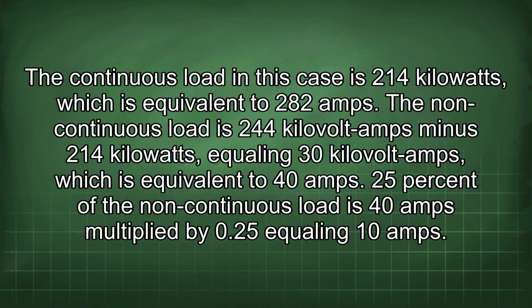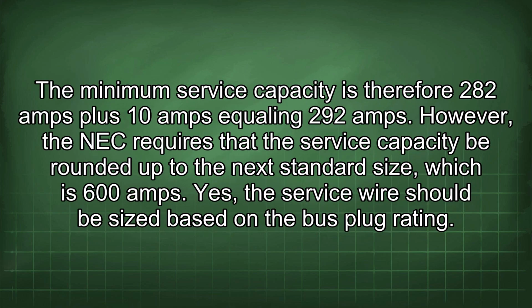The non-continuous load is 244 kilovolt amps minus 214 kilowatts, equaling 30 kilovolt amps, which is equivalent to 40 amps. 25% of the non-continuous load is 40 amps multiplied by 0.25 equaling 10 amps. The minimum service capacity is therefore 282 amps plus 10 amps equaling 292 amps. However, the NEC requires that the service capacity be rounded up to the next standard size, which is 600 amps.